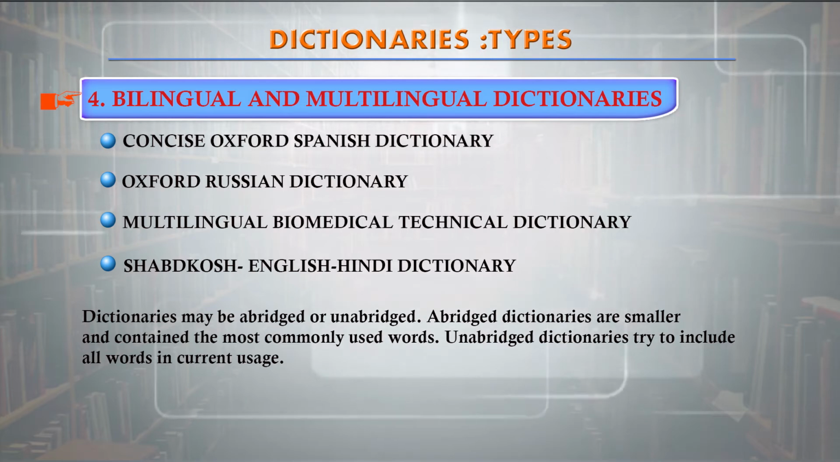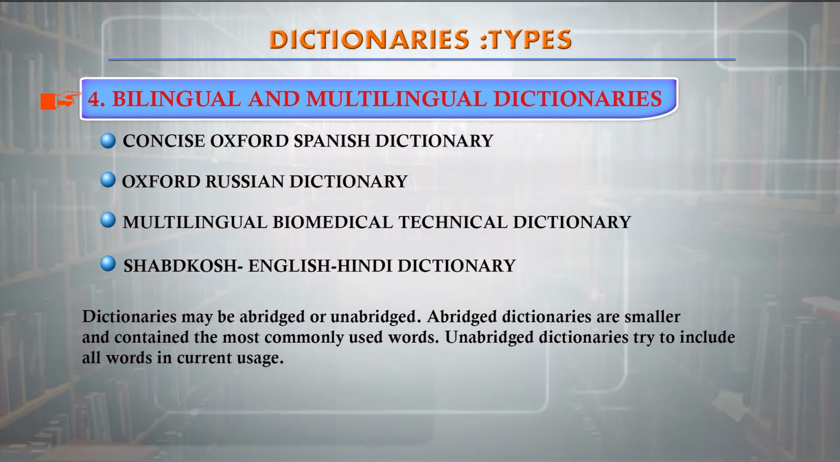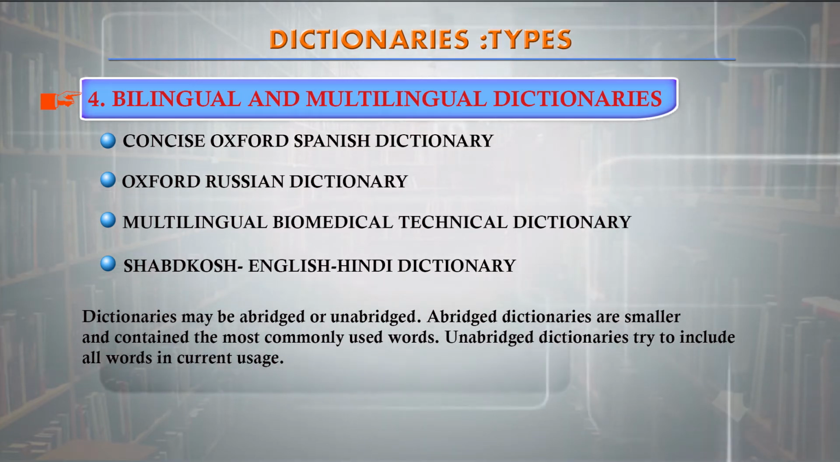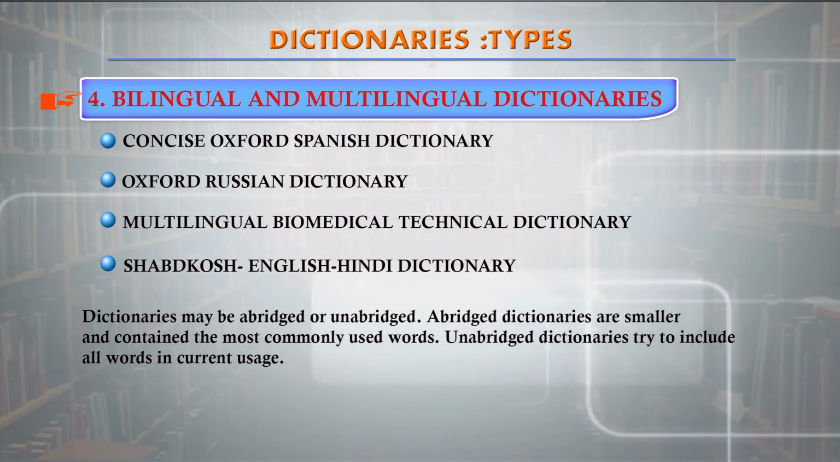Abridged dictionaries are smaller and contain the most commonly used words. Unabridged dictionaries try to include all words which are in current usage. So, this way if you see, abridged dictionaries are small in size, whereas unabridged dictionaries have very big volumes and sometimes they are multi-volumes also. One more thing, dictionaries are also known by the name of glossaries.